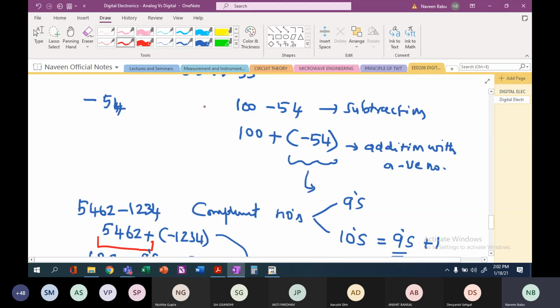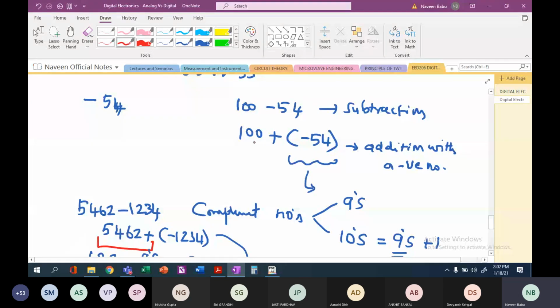So if you look here, as humans, we do the subtraction like this, 100 minus 54, but what computers do is they do the subtraction by addition, meaning they will add this number with the negative number. Which means that first we have to represent minus 54 as a negative number, and then we will add that with this 100 here. So that is how we do subtraction by addition.